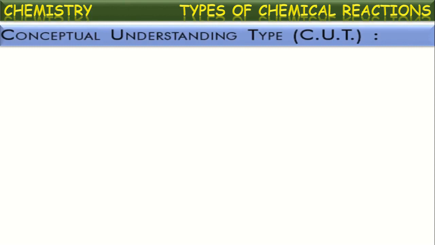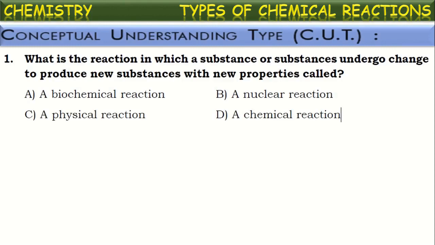First, let us go through the conceptual understanding questions. Say the first one among those. What is a reaction in which a substance or substances undergo change to produce new substances with new properties called? What do you call that chemical reaction? It is called a chemical reaction.